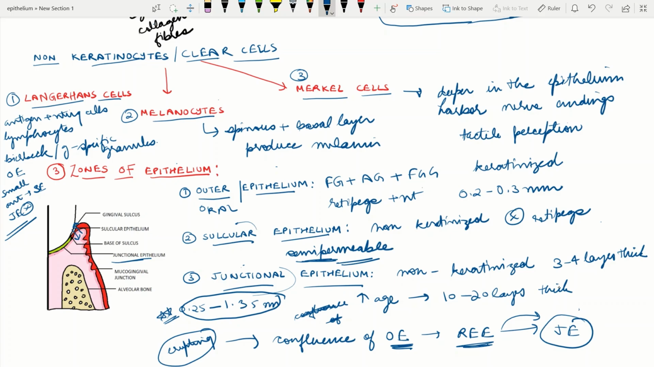So this was all about your gingival epithelium. In the next lecture, we are going to cover the connective tissue of gingiva, that is the gingival fibers, which is also very important.